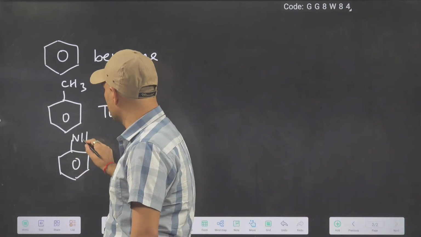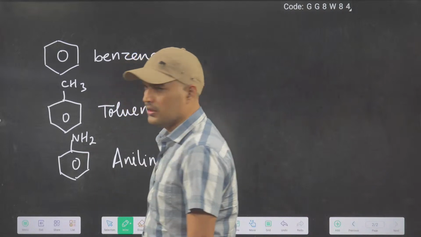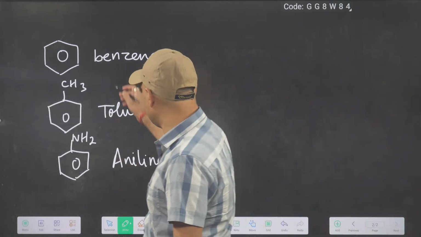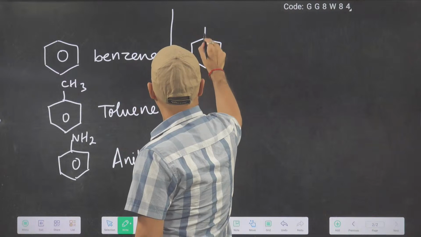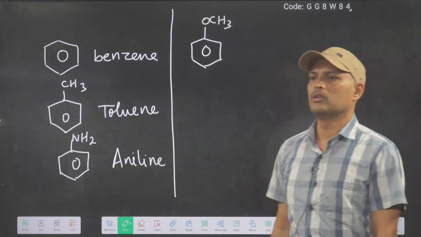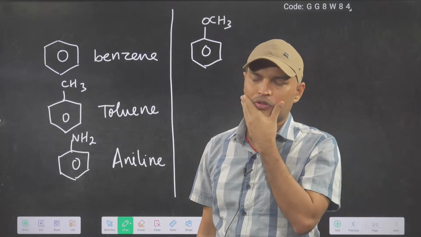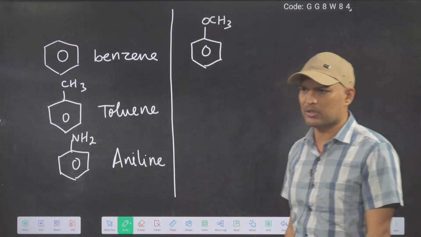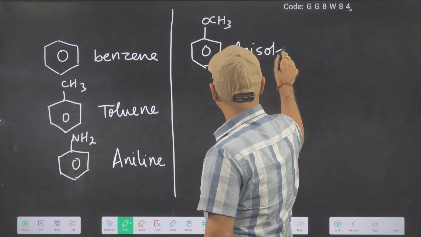Do you know this compound? Aniline. These are very popular compounds in organic chemistry and I am writing their common names. Do you know this compound? OCH3 group connected. Some common compounds I am just telling you, which you will see slowly, gradually in different chapters. What is the name of this compound? Anisole.